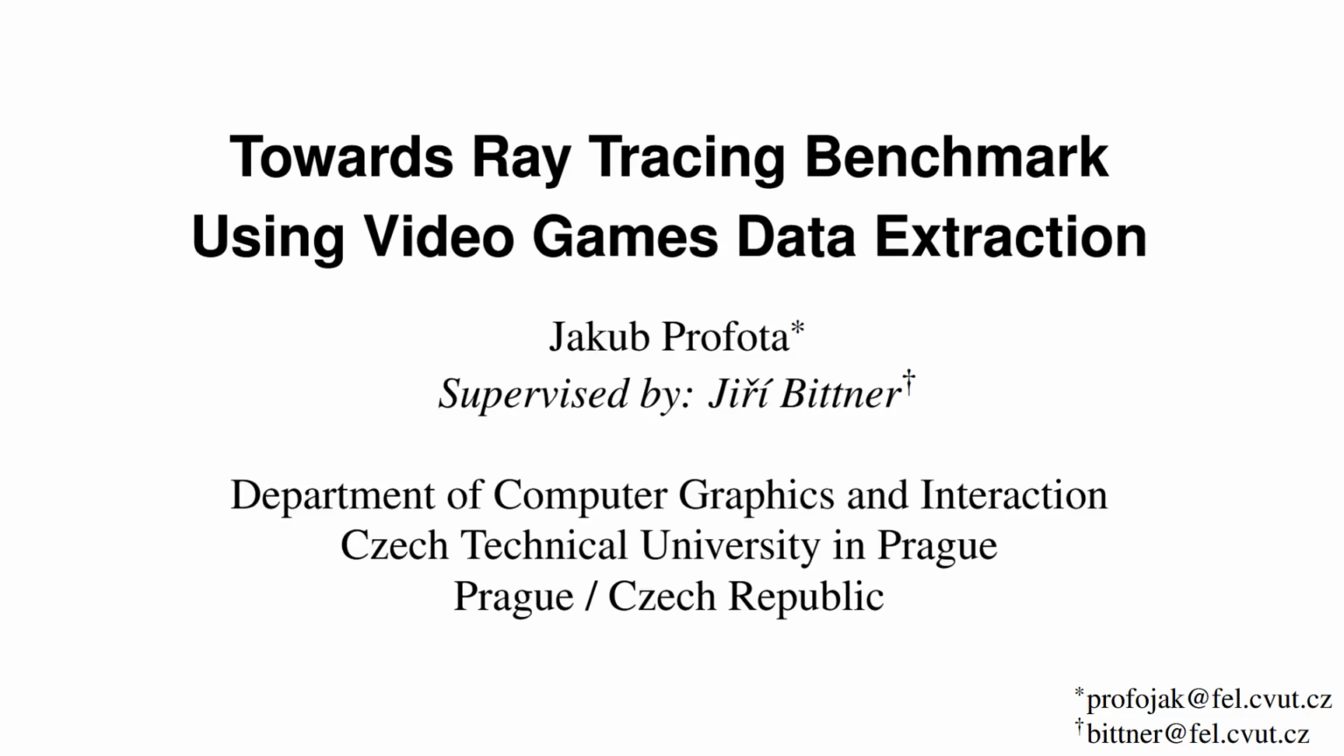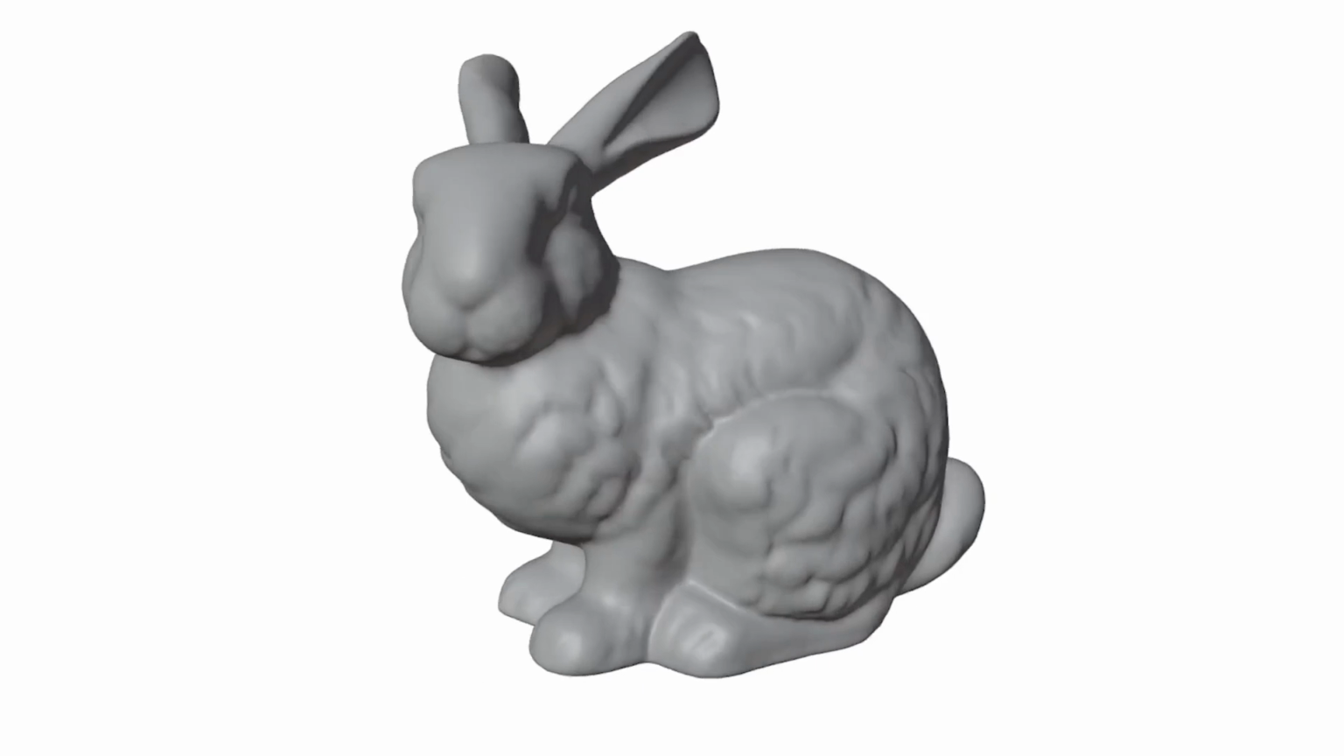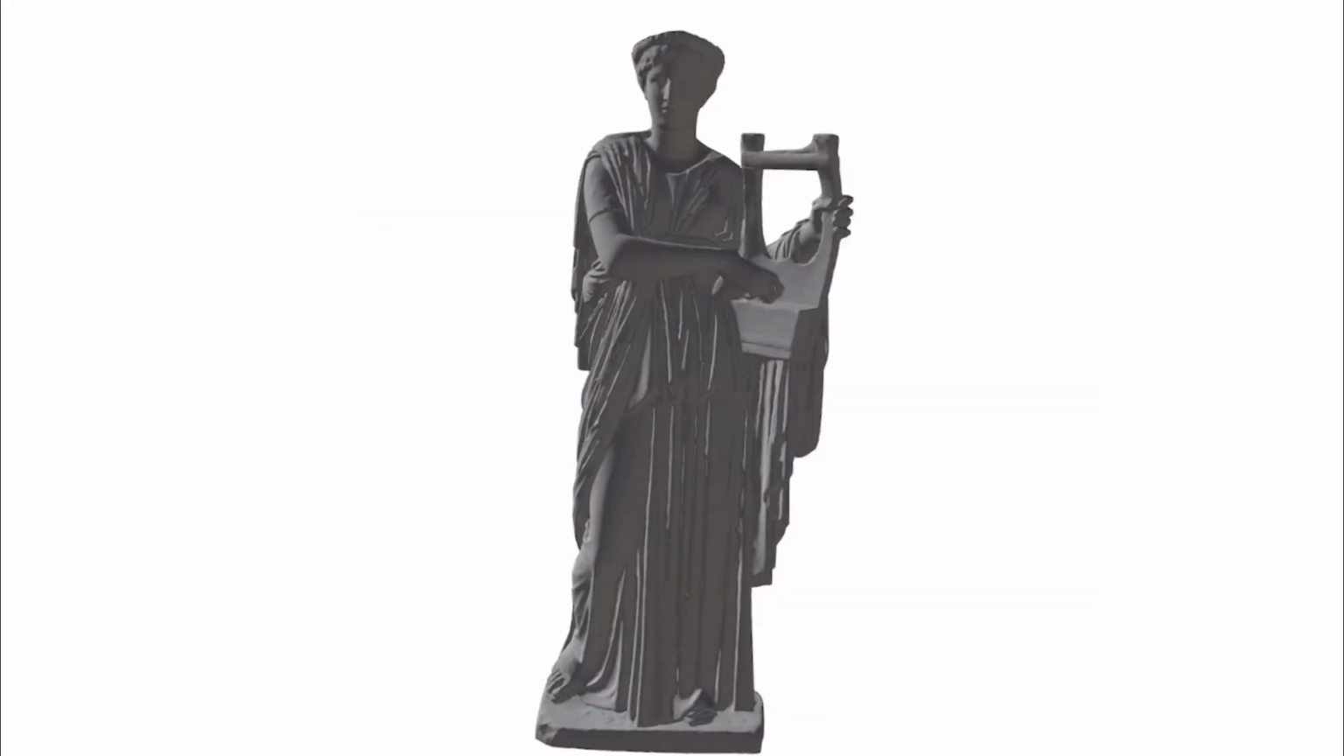We are building a novel dataset for ray tracing benchmarks using data extraction from modern video games. When you open any research paper dealing with ray tracing, you may find a selection of traditional models used for the benchmarking. These include objects like Stanford Bunny, Happy Buddha, Dragon, Erato, and others. There are also objects like Hairball that focus on stress testing against triangle edge cases.